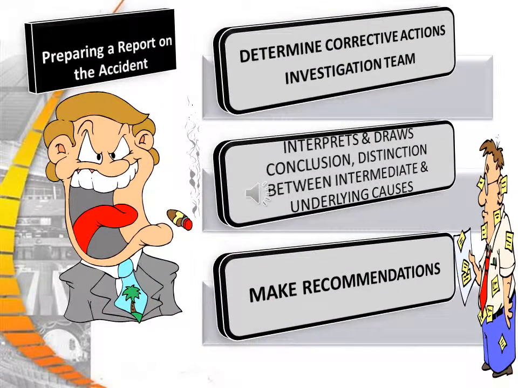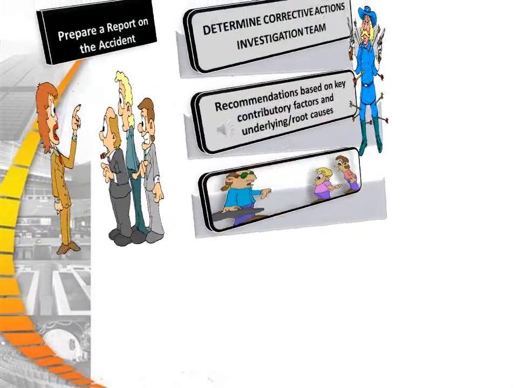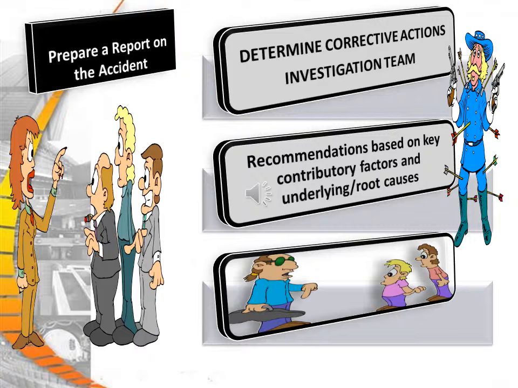The final report should have corrective actions found by the investigation team. It interprets or draws conclusions, discussing a distinction between intermediate and underlying causes, and of course makes recommendations, weighing each one of those recommendations in importance. Recommendations are based on the key contributory factors and underlying or root causes of the situation.